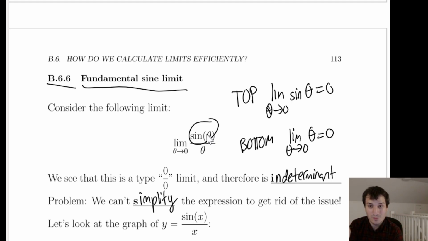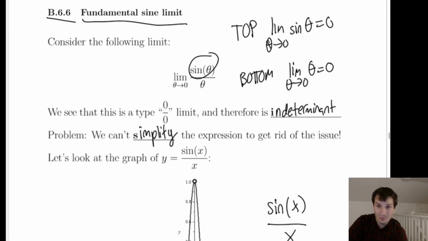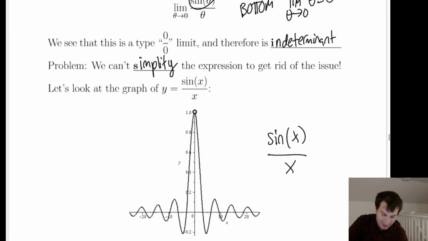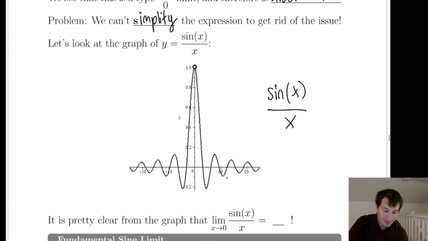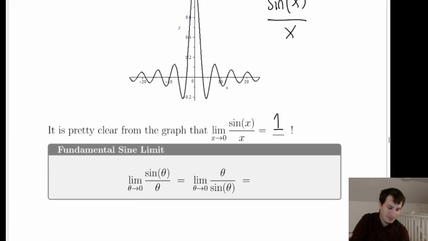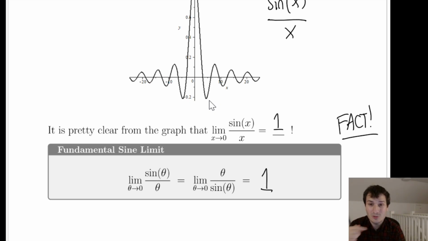So far, all the 0 over 0s you've seen, you can just algebra them away. But this one, you really can't. So there's something funny going on. Looking at the graph, we can see the limit is going to be 1. The graph makes it totally clear: we're getting close to 1. The limit should be 1. And so this is the fundamental sine limit. It's a fact: this limit equals 1. And you can use that limit whenever you're doing limits involving sine.